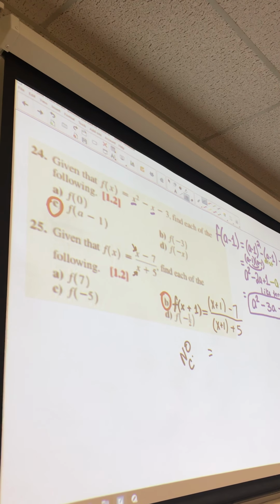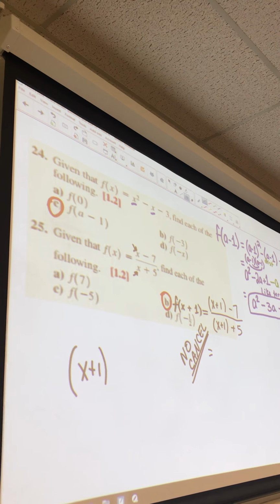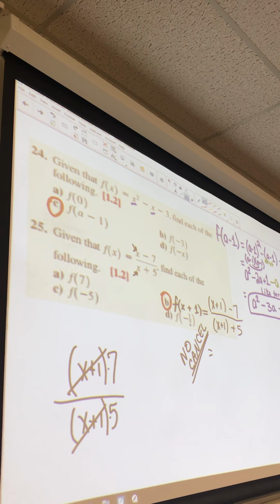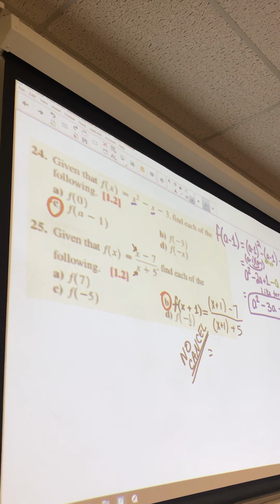No cancel here. See, if it were the x plus 1 times the 7 over an x plus 1 times whatever, the 5, then, because those are common factors, they can cancel out. But when it's adding and subtracting, they're not factors and you cannot cancel terms. So we simply remove the parentheses because there's nothing out in front being distributed.